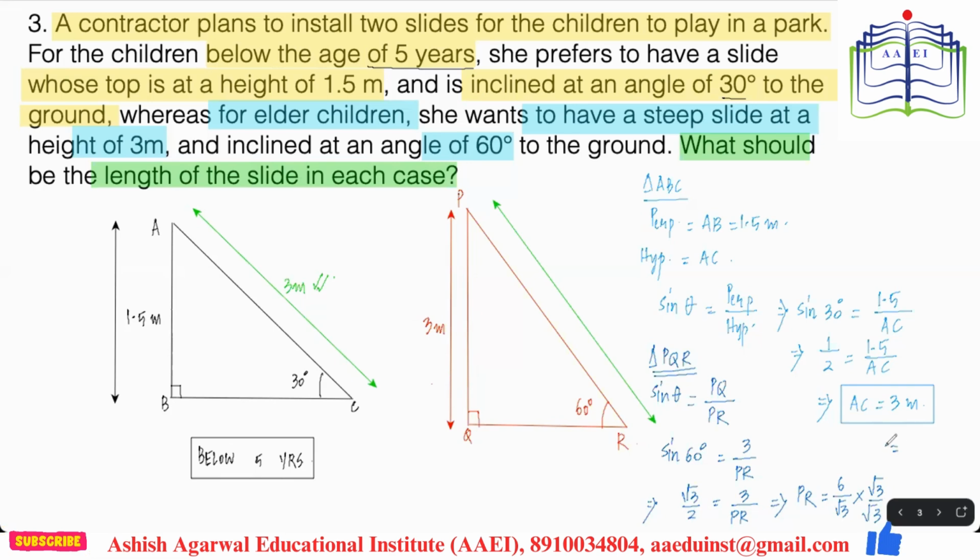So our final answer here comes out to be 6 root 3 by 3, which on simplification gives us 2 root 3 meters. That is, the second slide should be of the length 2 root 3 meters. These are the 2 answers for this question. First slide should be of the length 3 meters. Second slide should be of length 2 root 3 meters.